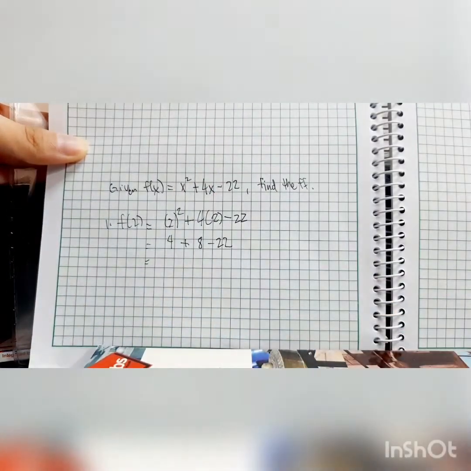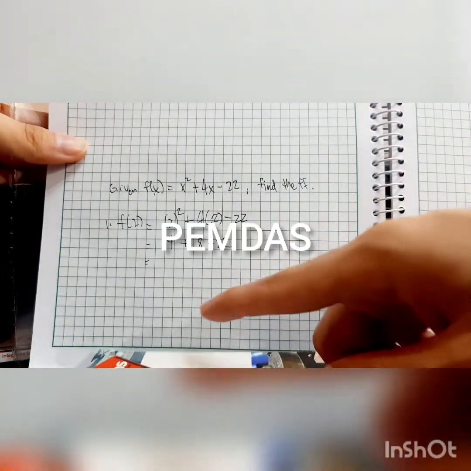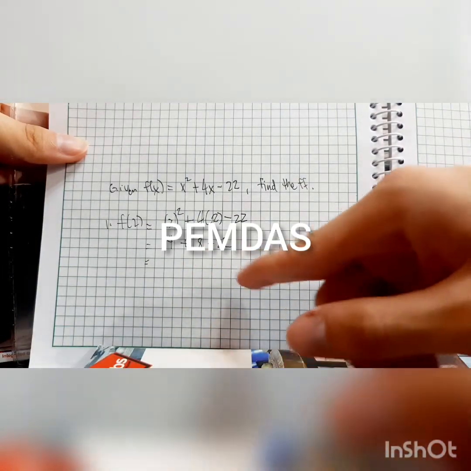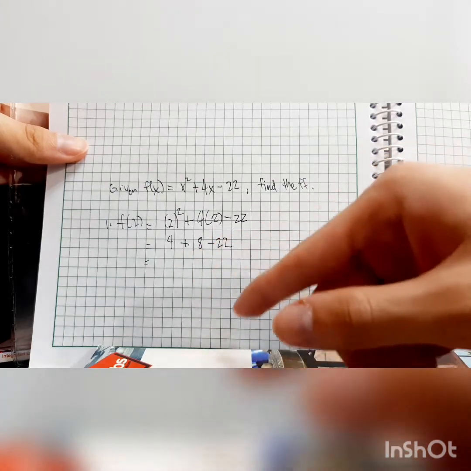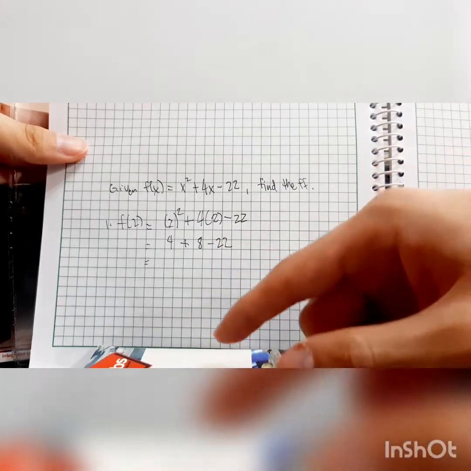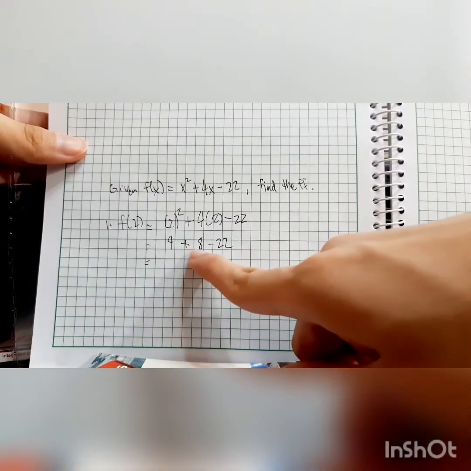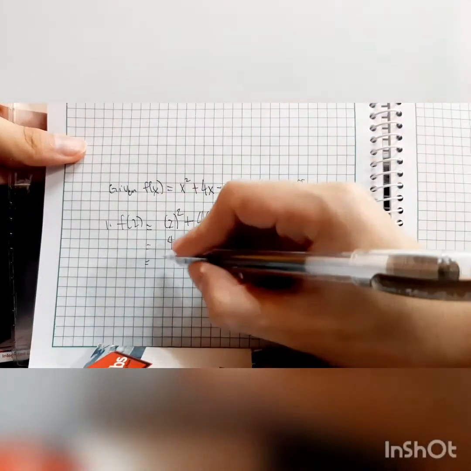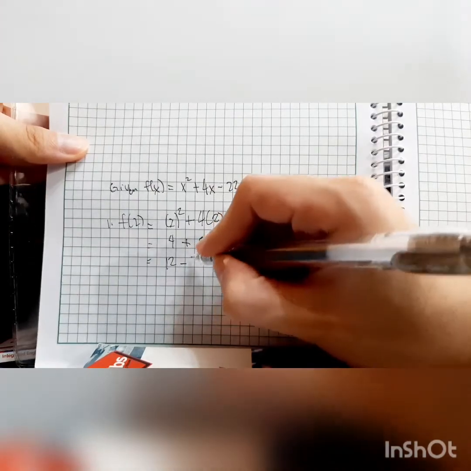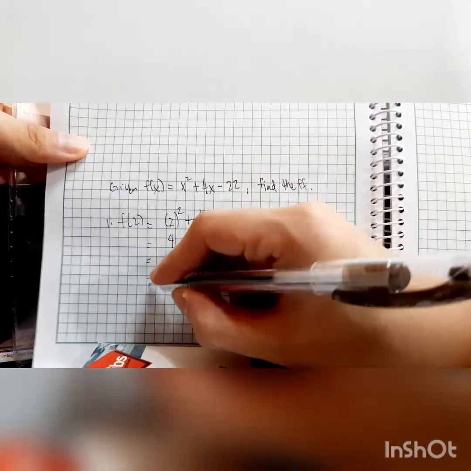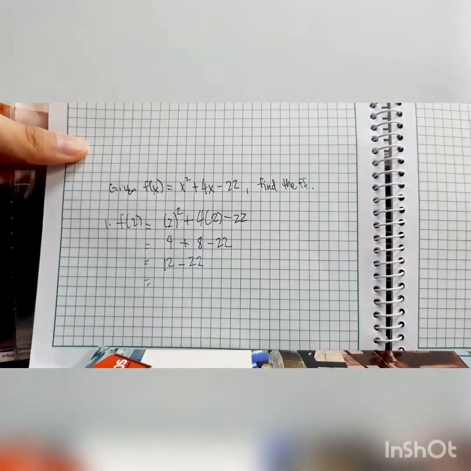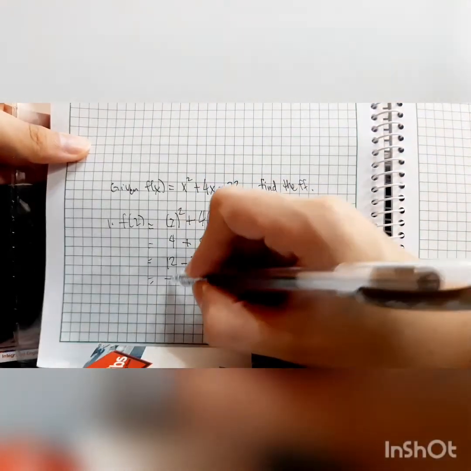So, now we're going to be doing PEMDAS, or parentheses, exponents, multiplication, division, addition, and subtraction. The first thing we have to do is addition, or adding. 4 plus 8, which is 12, minus 22. So 12 minus 22 is negative 10.